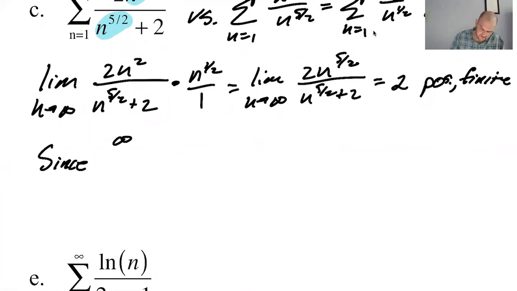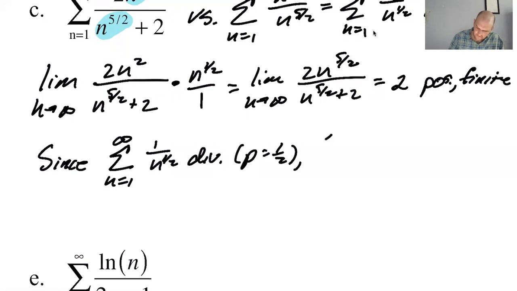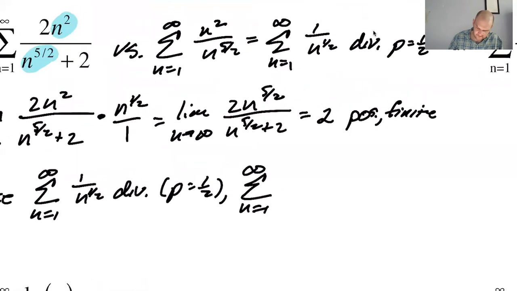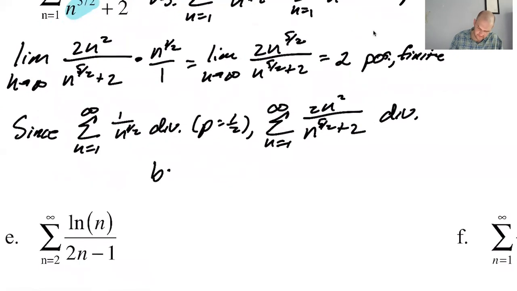So since 1 over n to the 1/2 diverges with p equals 1/2, the given thing, 2n squared over n to the 5/2 plus 2, also diverges by limit comparison test.